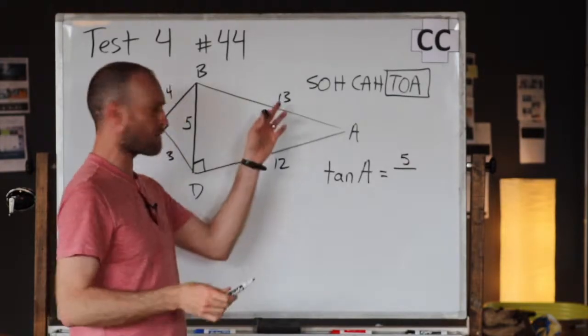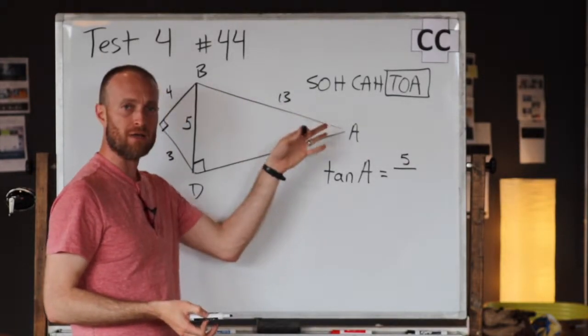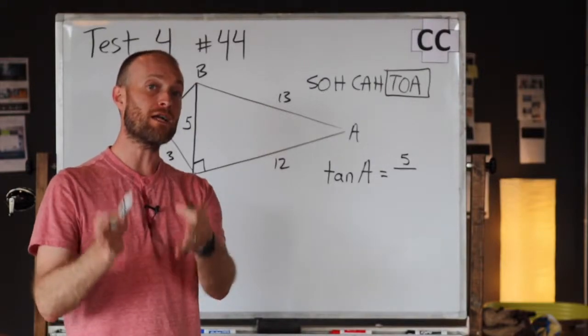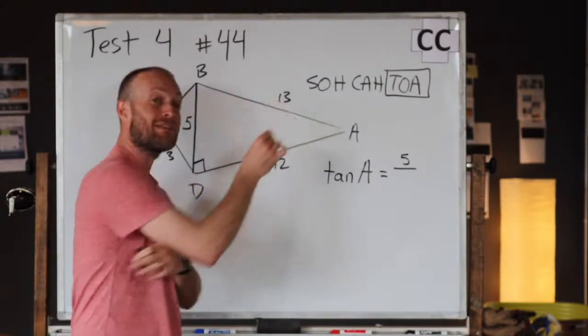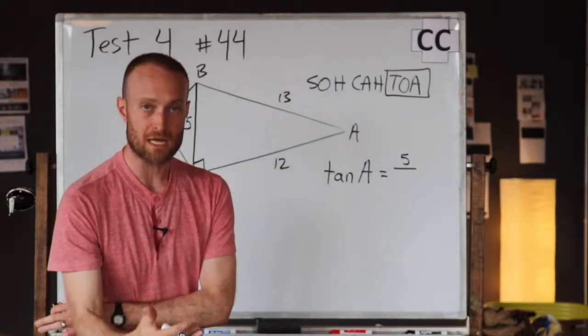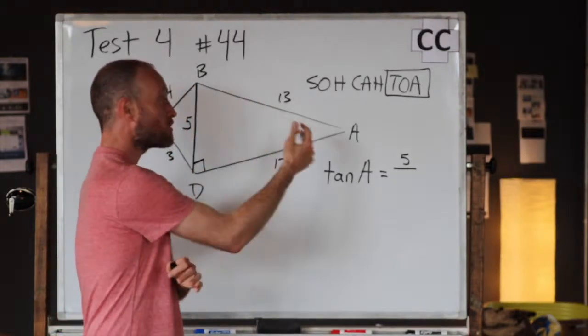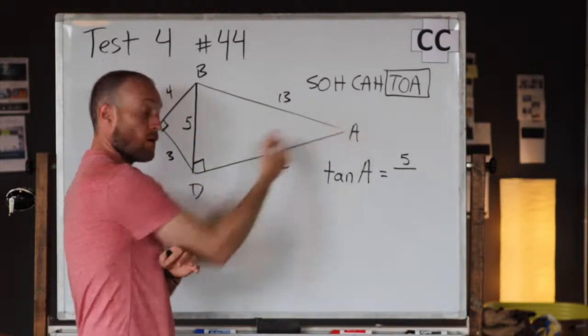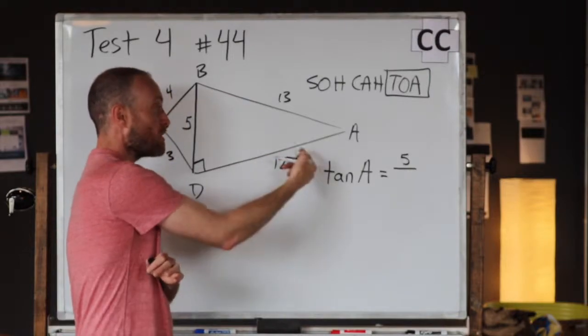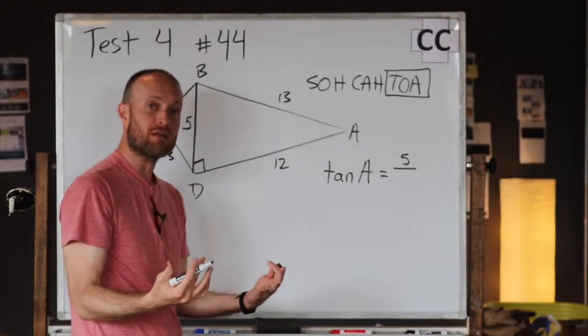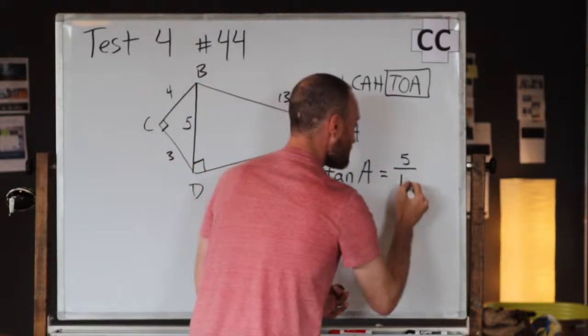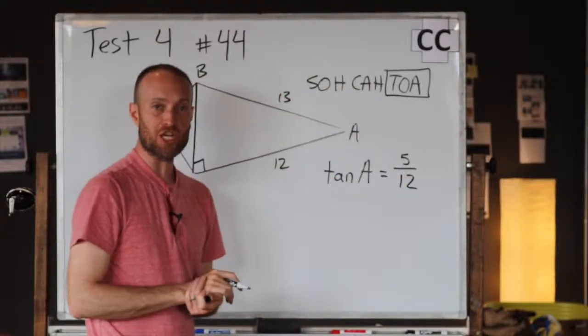Now you might say, well, why isn't 13 the adjacent side? It's touching angle A. Remember, this is basic right triangle trig. The 13 is the hypotenuse, and it's always the hypotenuse. So whenever you're talking legs for adjacent or opposite, it's not going to ever be the longest side of the triangle. So this is 12 as the adjacent side.